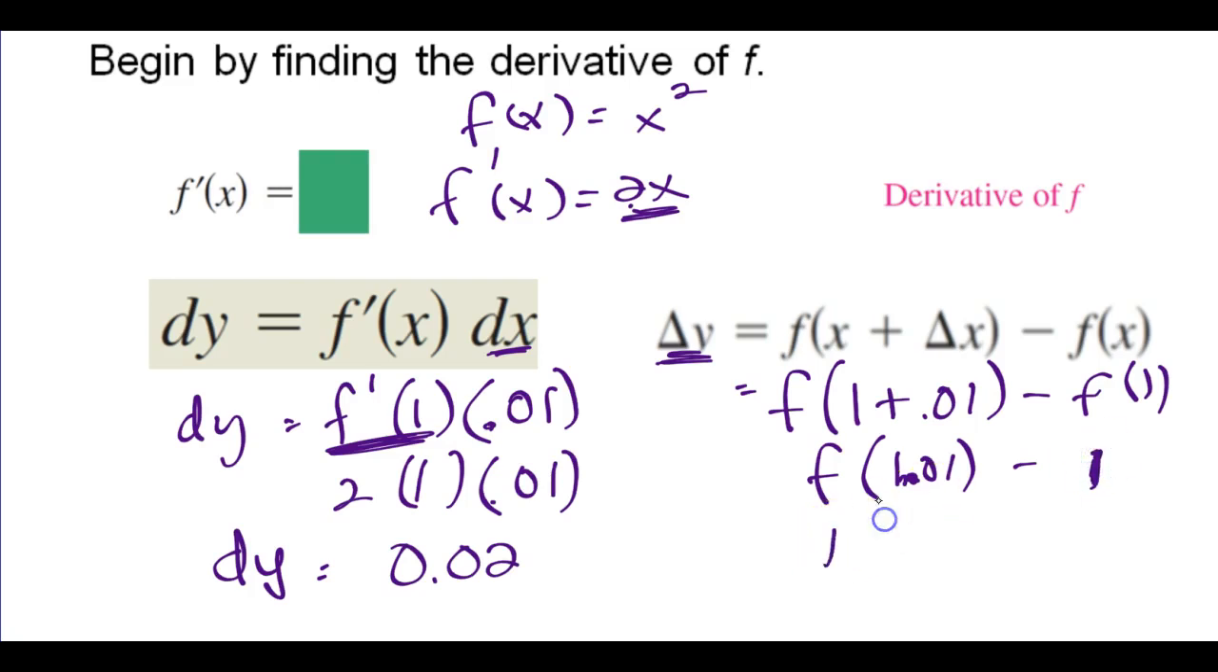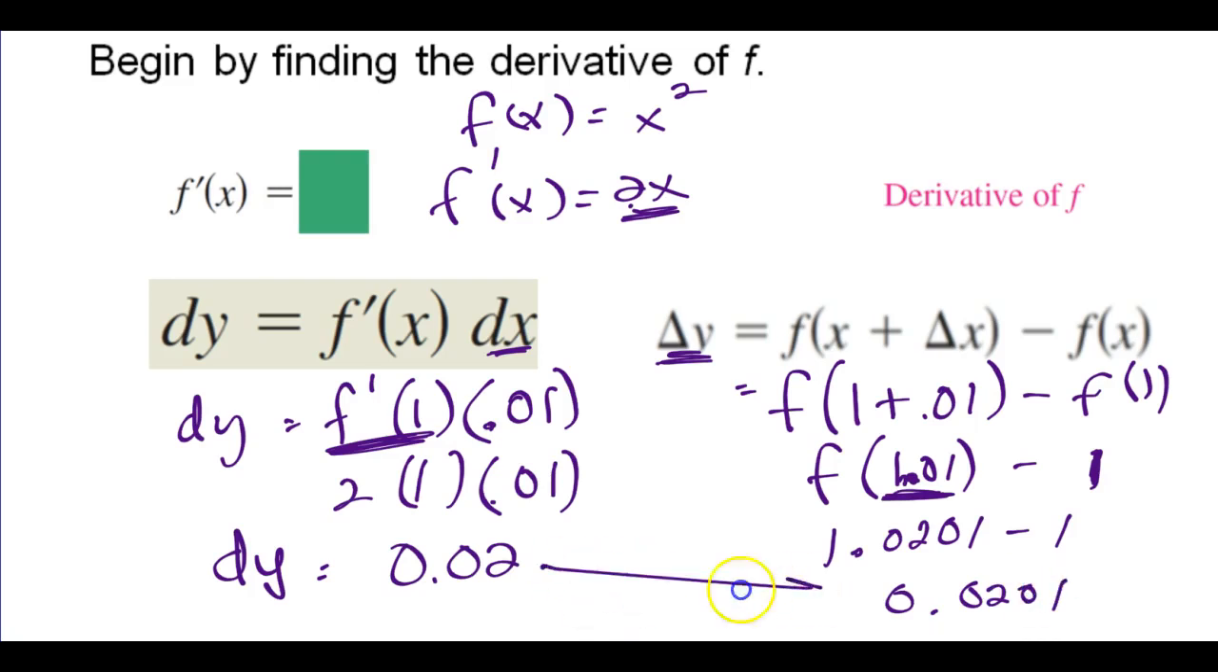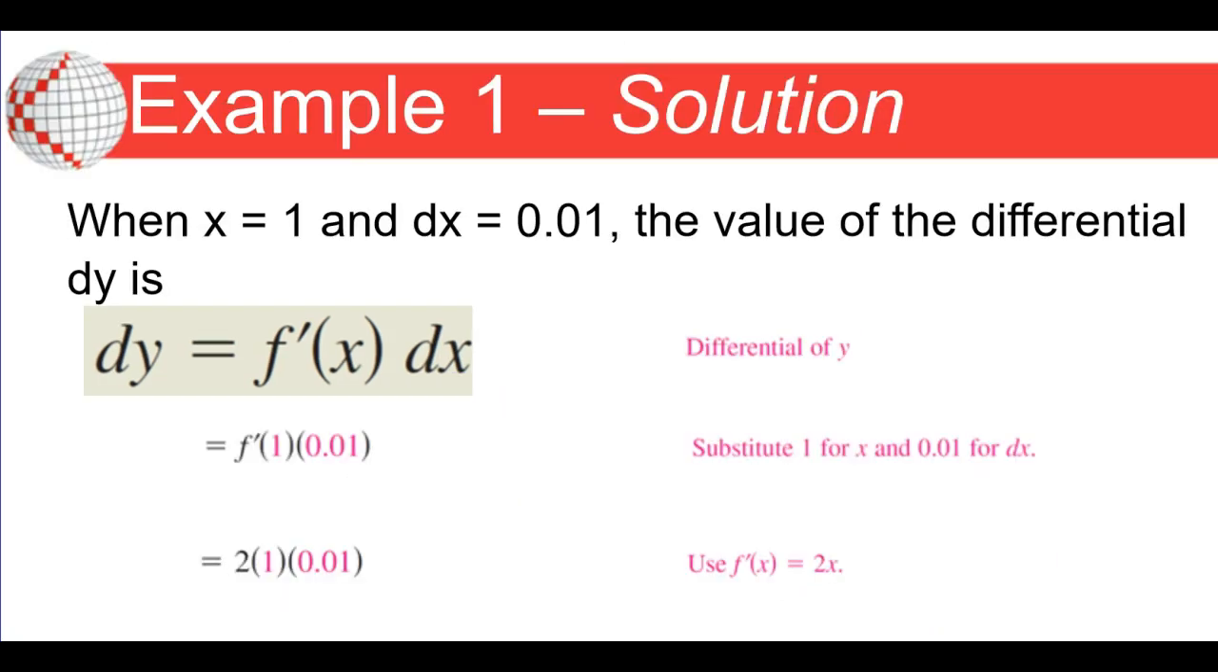And then you have to evaluate this point. So 1.01 squared is 1.0201. And then when you subtract, you get 0.0201. The goal is to compare these two values, and you can see they're similar. This is the symbol that we use for approximation. It's approximately the same. They're not exact, but it's a good approximation.